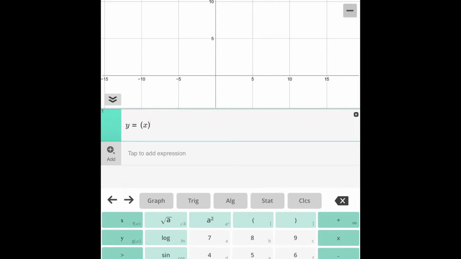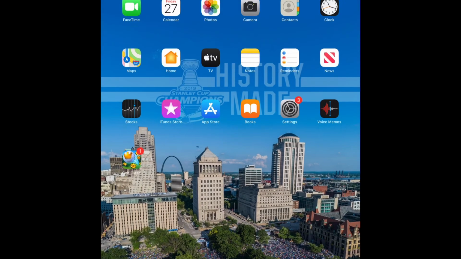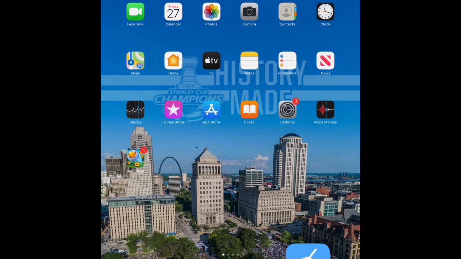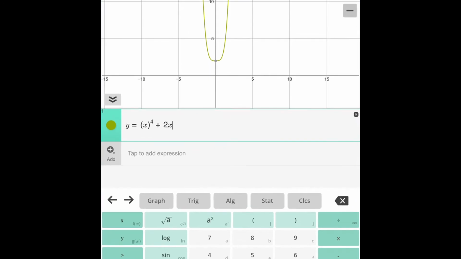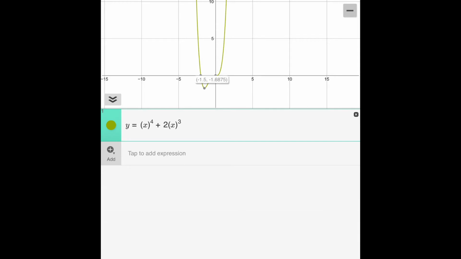Sorry, let me make sure I got that right. Yep. If I graph y equals x to the fourth plus 3x, plus 2x cubed, yeah, 2x cubed.